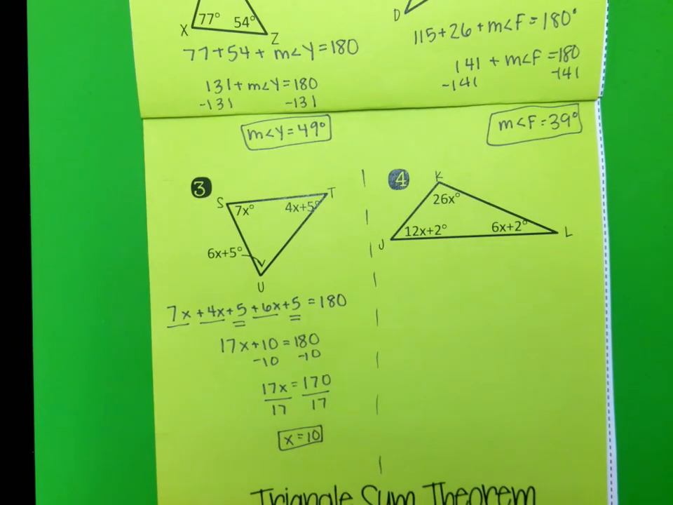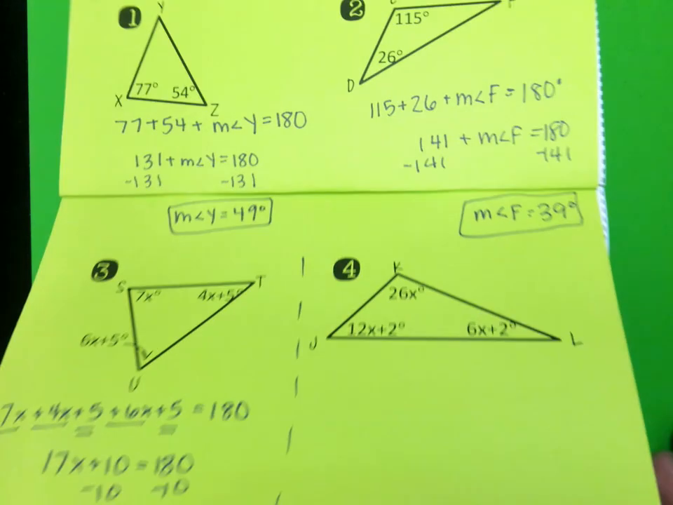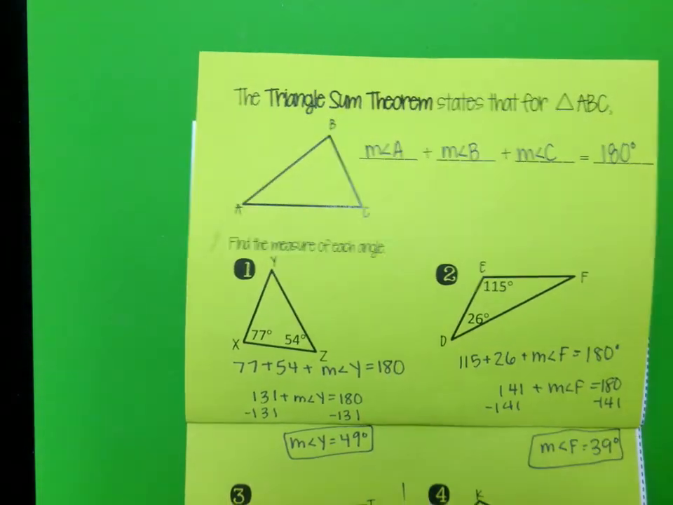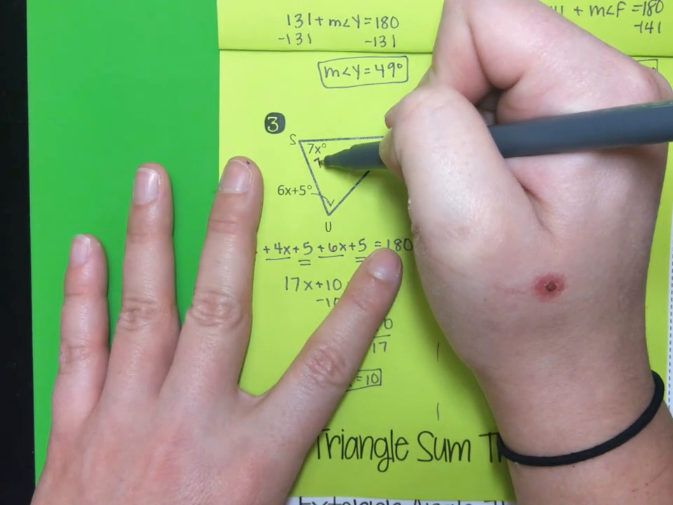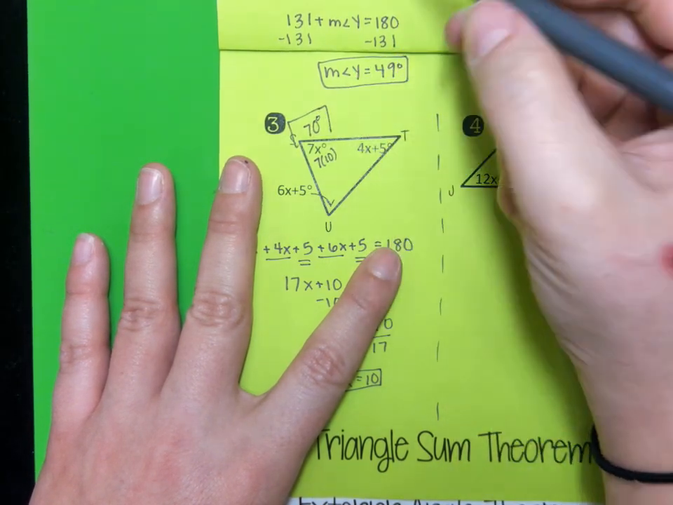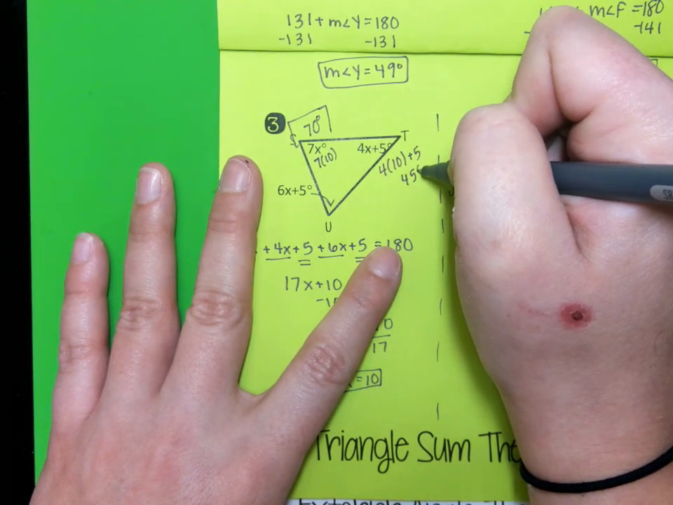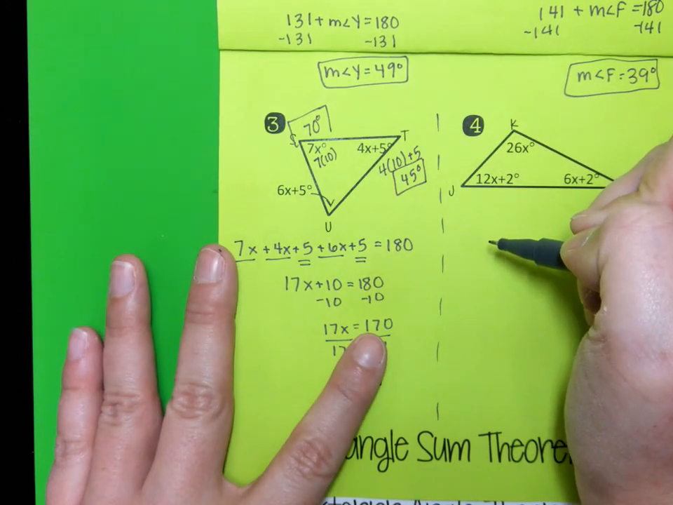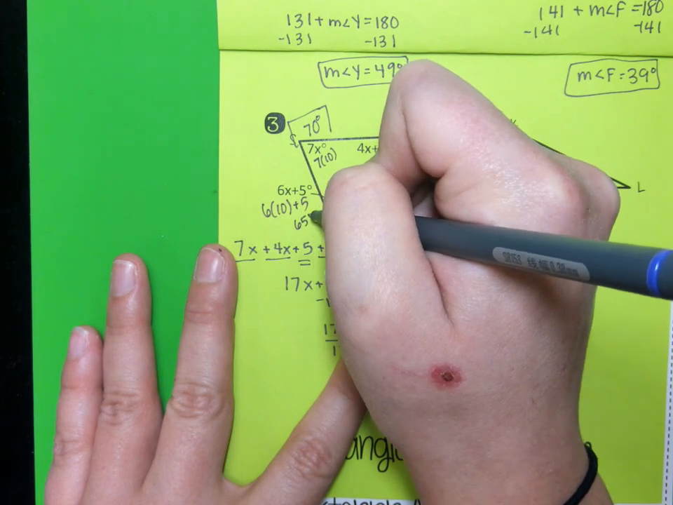You'll notice this one doesn't give you any instructions other than solve. Actually, that's a lie. Up here it says find the measure of each angle. Haha, just kidding. So if you have to find the measure of each angle, what do you do with x? You plug it in. So 7x is 7 times 10, which is 70. Angle T is 4 times 10 plus 5, which gives us 45. And then U is 6 times 10 plus 5, which gives us 65.